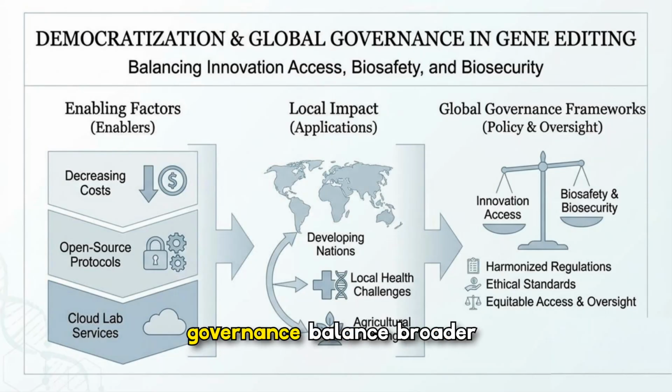Democratization and global governance balance broader innovation access with biosafety and biosecurity responsibilities, by leveraging enabling factors like falling costs, open-source protocols, and cloud lab services. The slide connects these enablers to local impacts in developing nations for health and agricultural challenges, and argues for harmonized regulations, ethical standards, and equitable oversight to ensure innovation is paired with safe, fair global governance.